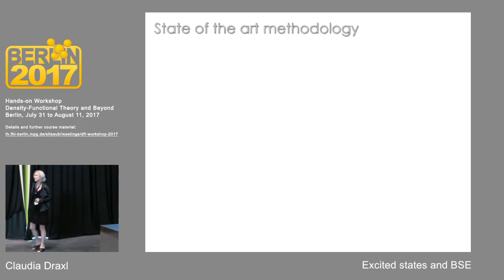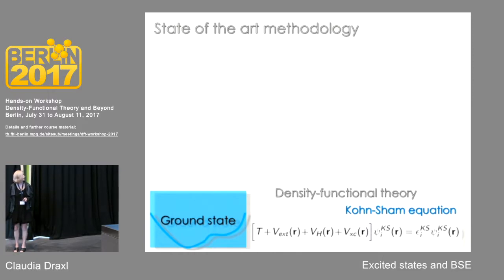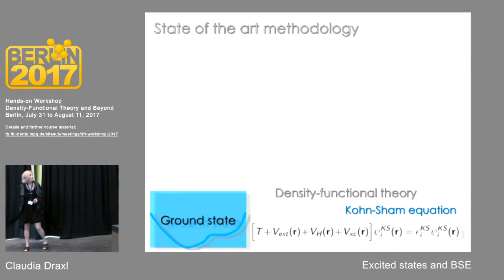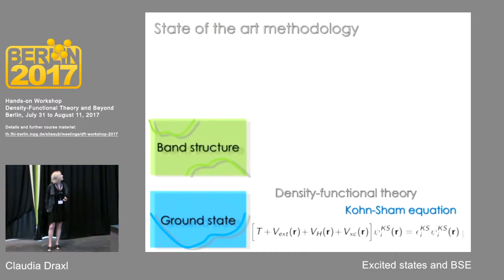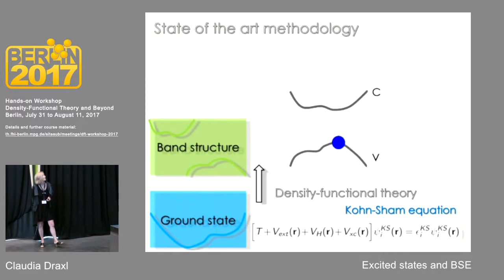So what is the state-of-the-art methodology that we are working on? You had a lot of talks about ground state calculations, density functional theory, where we solved the single-particle Kohn-Sham equations. And in order to do better, to go to excitations, we have to go to many-body perturbation theory. And this gives us access to the band structure, what is eventually measured in photoemission.